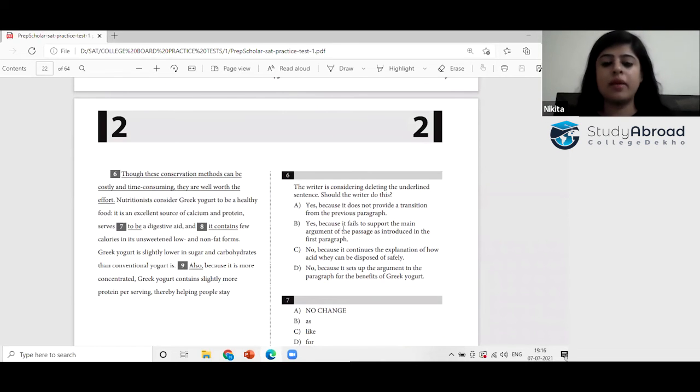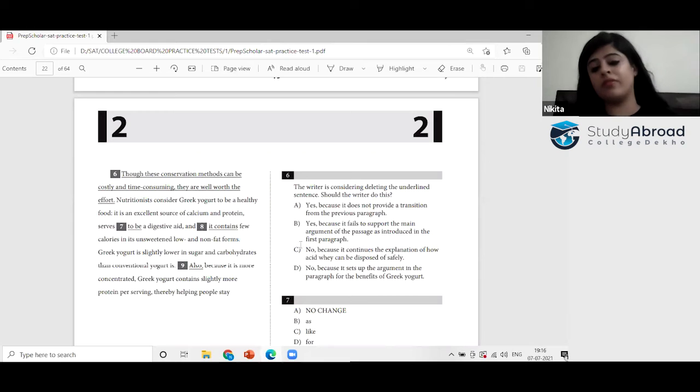Give equal importance to each and every option. Don't get a preconceived notion and become biased toward one of the options because it seems correct since the words are matching. We are supposed to logically approach each and every question. All right, option C says no, don't delete it because it continues the explanation of how acid way can be disposed of. Is it actually discussing how the disposal is done?